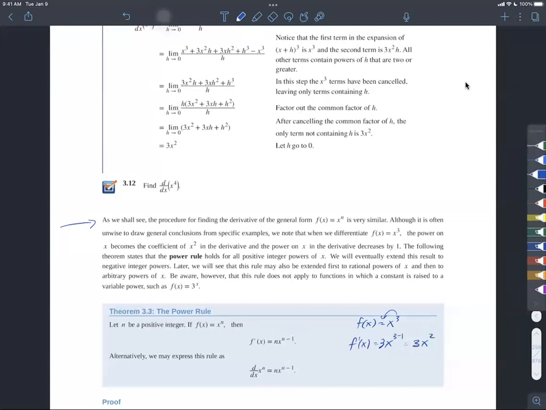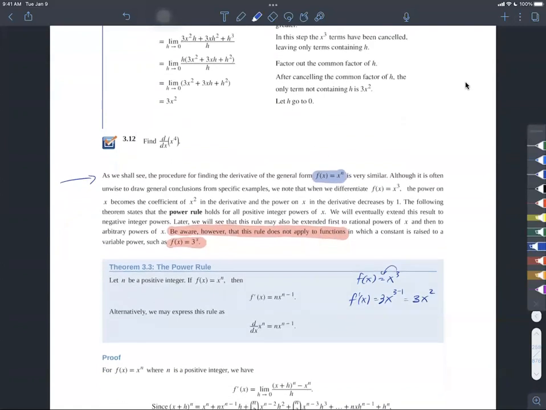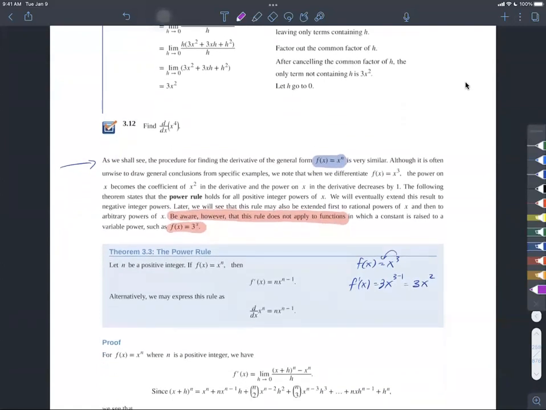Later, we will see that this rule may also be extended to rational powers of x, and then to arbitrary powers of x. Be aware, however, that this rule does not apply to functions in which a constant is raised to a variable power, such as 3 to the x. So it is important: this rule does not apply to exponential functions, right? That's what that kind of function is. This rule only applies to power functions, when the variable is the base and the exponent is a constant.